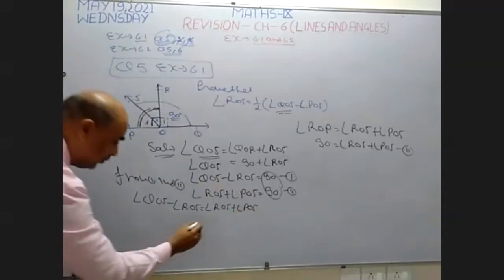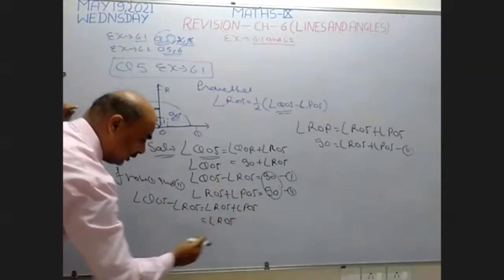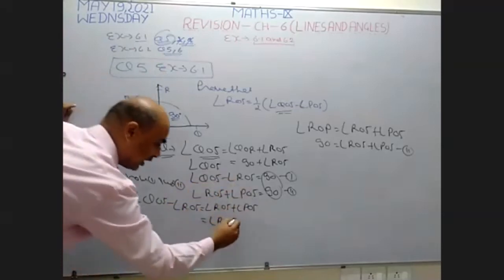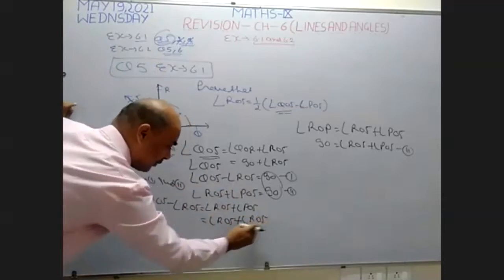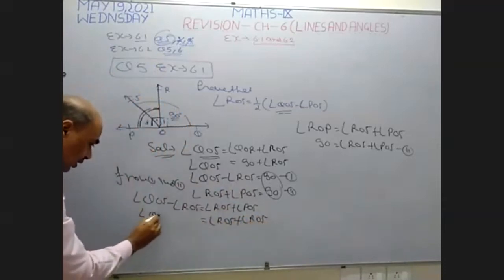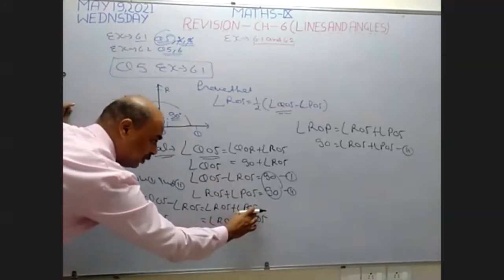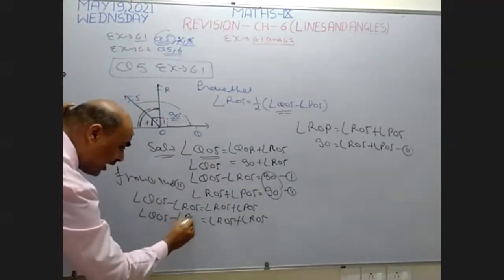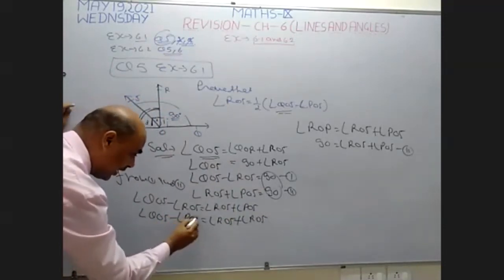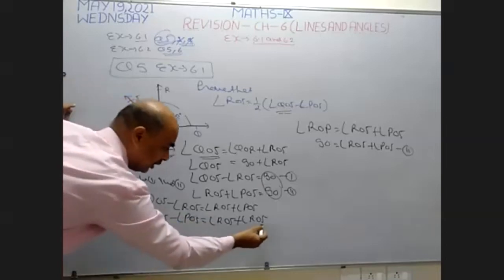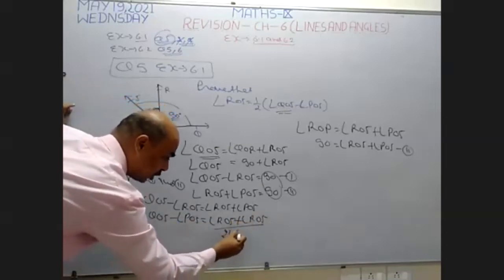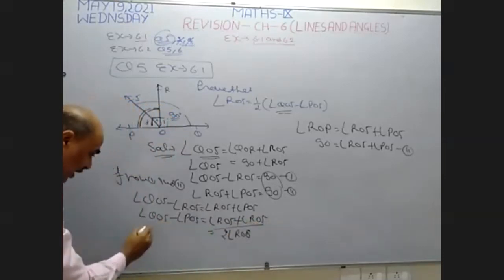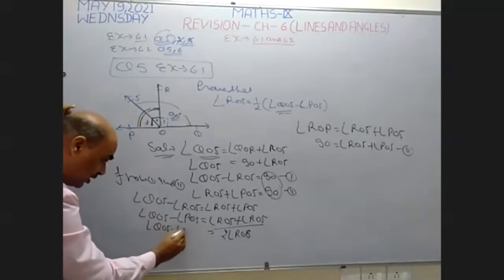Now what I want to do is separate ROS. I take this ROS from the left side to the right side. When I take it from left to right, it becomes negative to positive. So this becomes ROS plus ROS. What is left? QOS. I take this angle POS from right to left. When I take it from right to left, it becomes positive to negative. So I write here POS. Okay, clear beta? Now see, ROS plus ROS is 2 times ROS. What is left here? QOS minus POS.